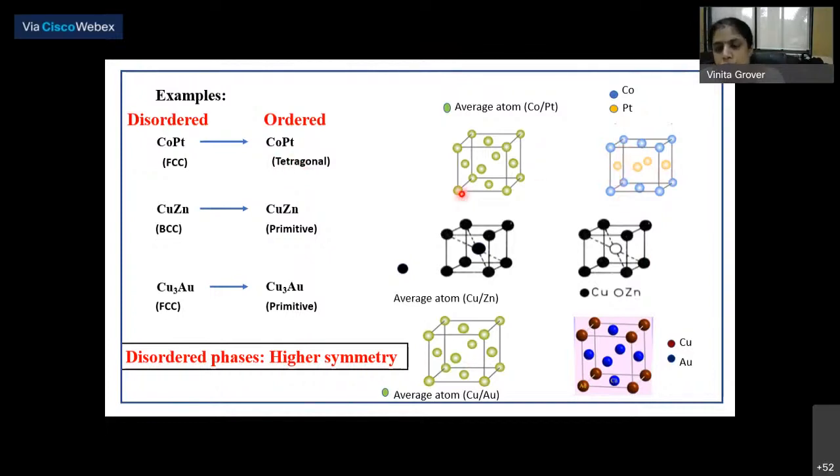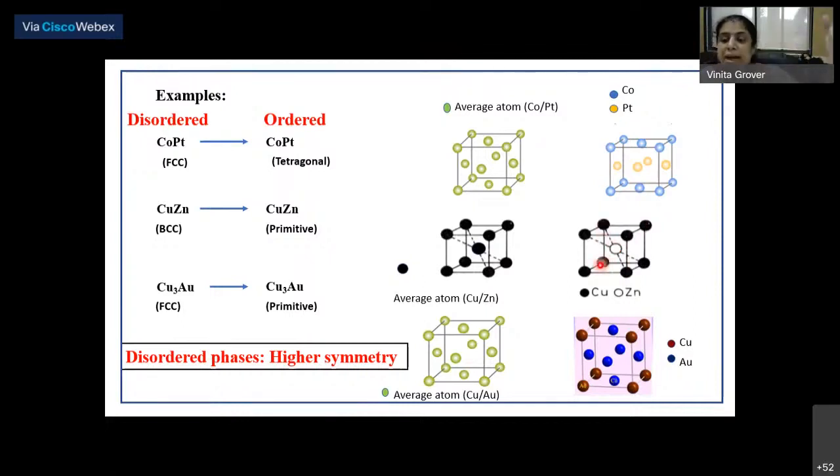But as I told you, the high temperature phase is the disordered phase, and this is more symmetric. Your FCC is more symmetric than the tetragonal lattice. Now coming here to copper zinc. In the ordered phase of copper zinc, zinc is specifically located at the body center and copper is located at the corners.